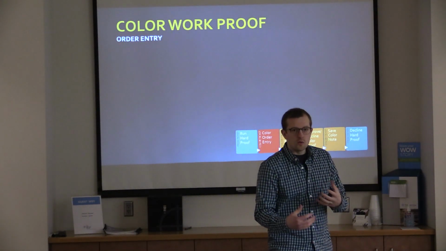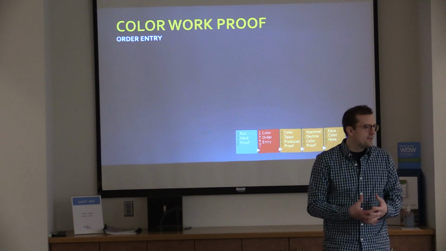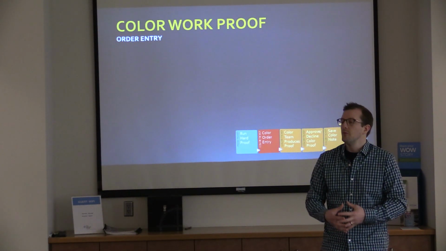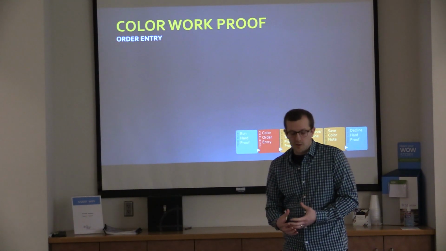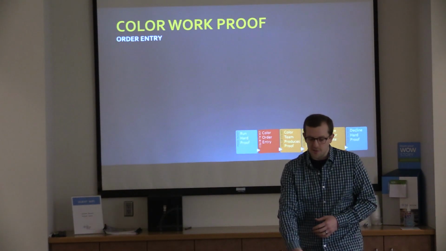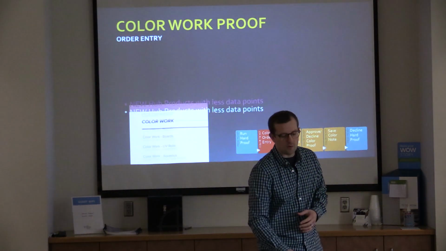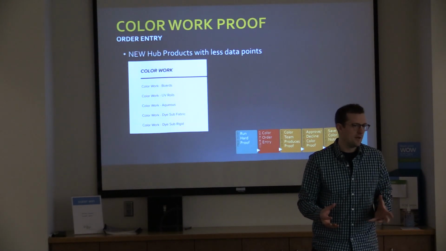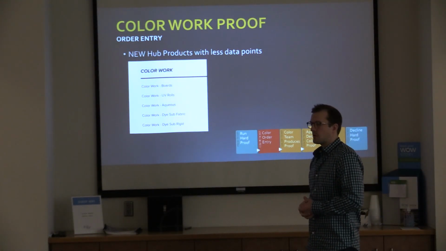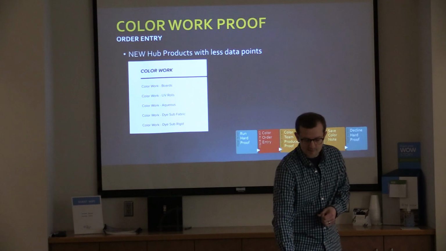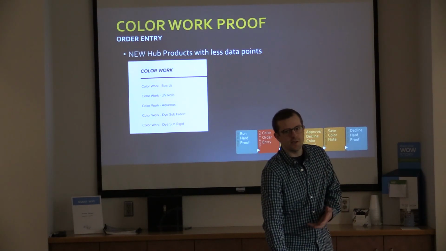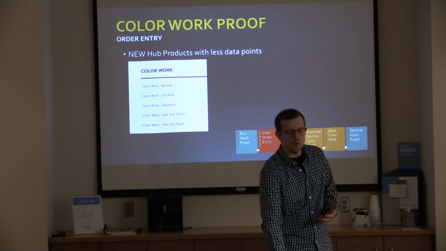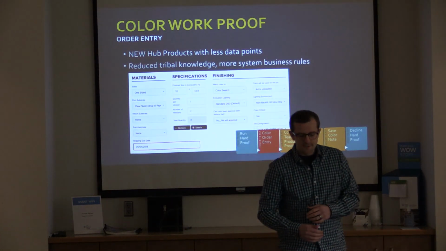Once you've got your hard proof and you know that you need to do color work, then you're going to go into the hub and you're going to do your order entry for your color work. And we're going to make this as simple as possible. There's going to be new options for color work right in your product list. There are standard terms you're used to hearing: boards, UV rolls, aqueous. We all know what that means by now.